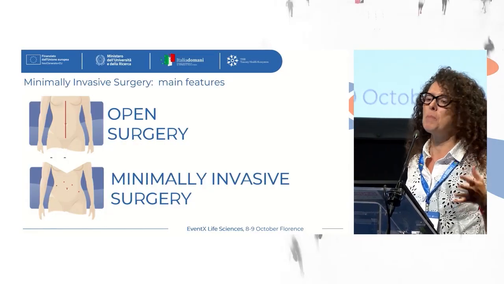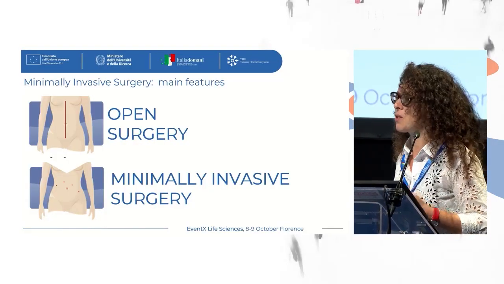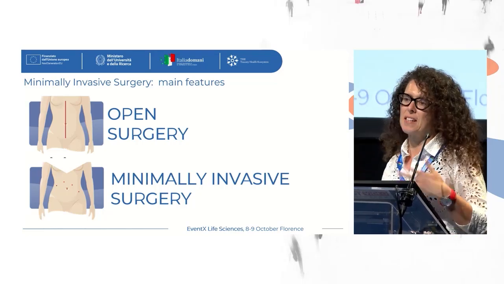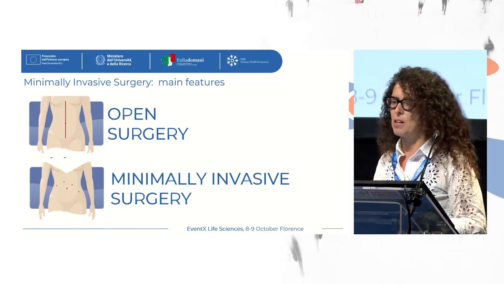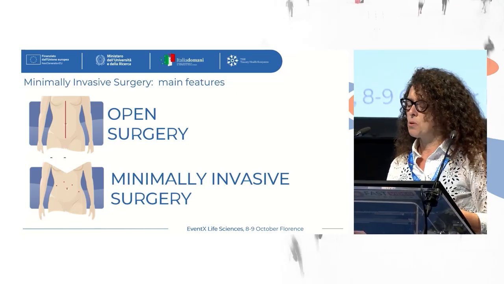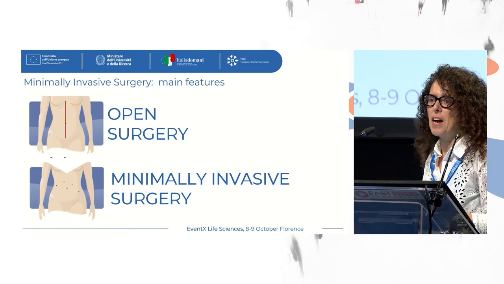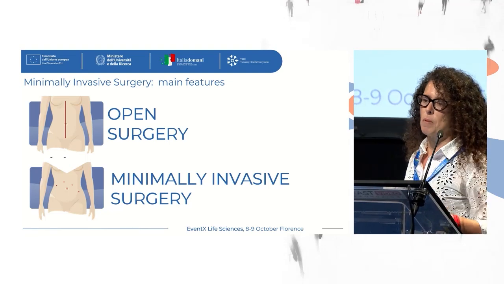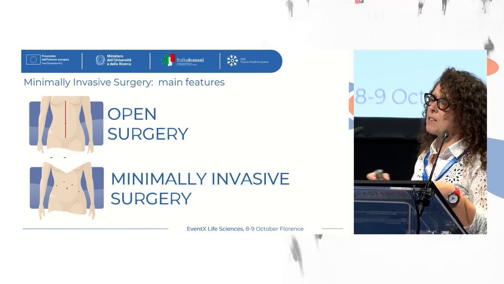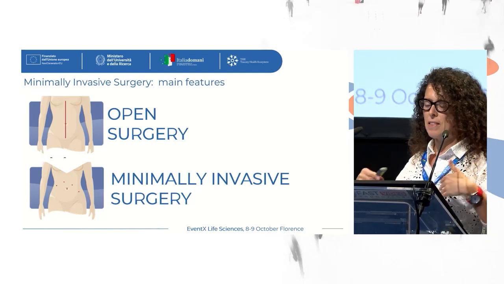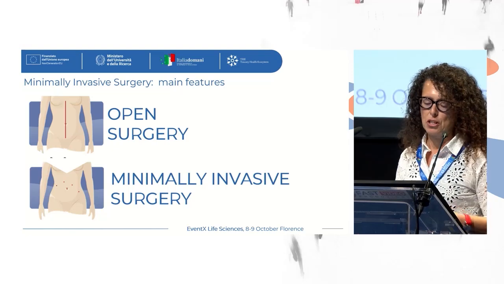Which is the difference between open surgery and minimal invasive surgery? This is what is indicated in the slide. In open surgery, you have a direct access to the human body, thanks to a large wound, a large cut in the body, in the chest, in the abdomen, and you enter with your tools, traditional tools, and with a direct vision and with a natural hand-eye coordination.